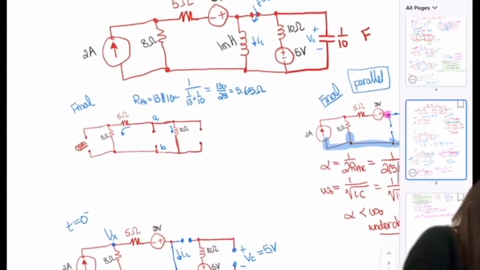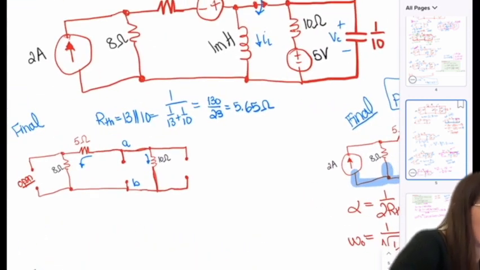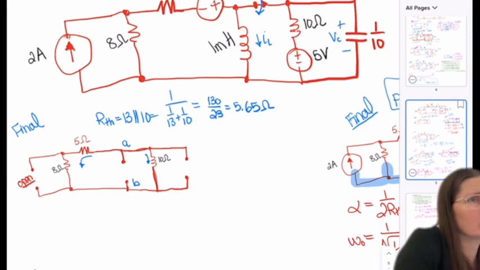So RTH was found from removing the voltage sources, opening the current source, and then the pathway between A and B is going to be a pathway through the 10 and a pathway through the 5 and the 8. So it's going to be 10 in parallel with 13 to give you a 5.65 ohms for that RTH.